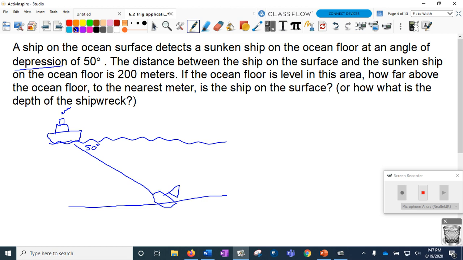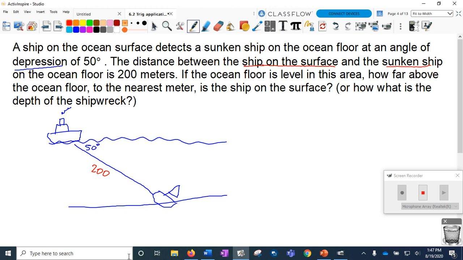It says, the distance between what? The distance between the ship on the surface and the sunken ship. That's not this distance. That's the distance between the ship on the surface and the sunken ship. That's where our 200 is going to go.